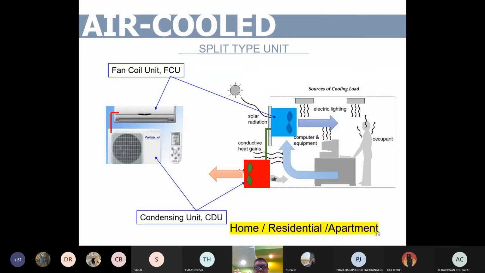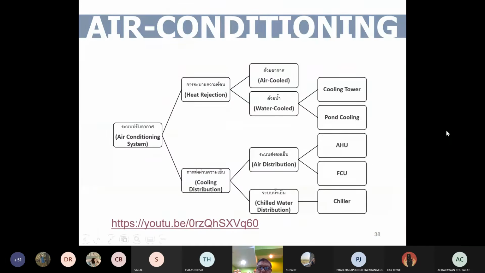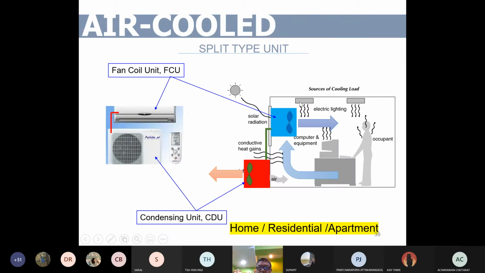Okay, the type of the air conditioning. This one is air cool. Okay, you remember? The first one is the heat rejection, and the first one is air cool. This split type at home that you normally use, we call a split type unit. They have a fan coil and they have the condensing unit, which they put outside.